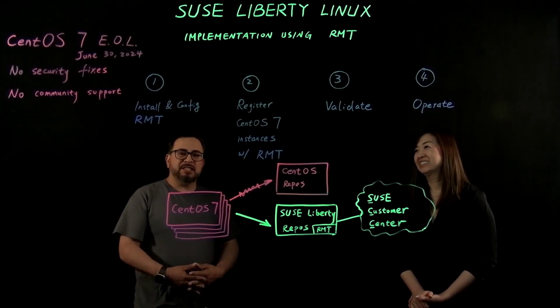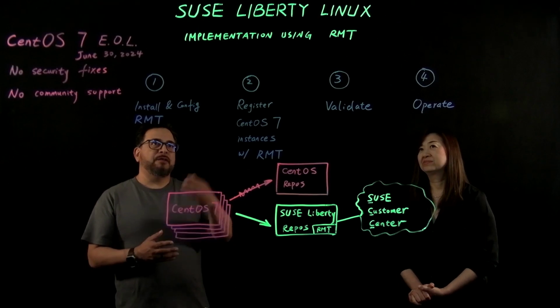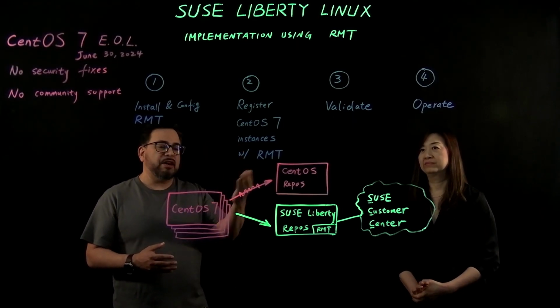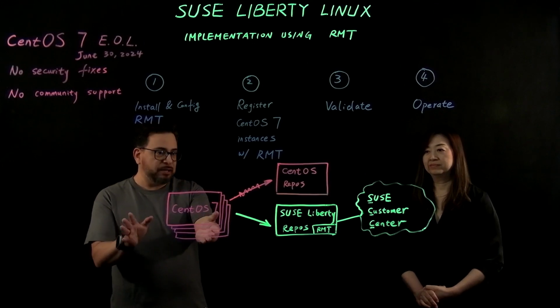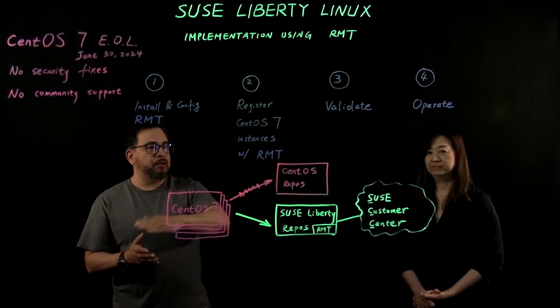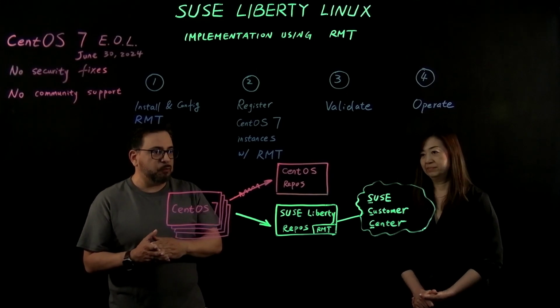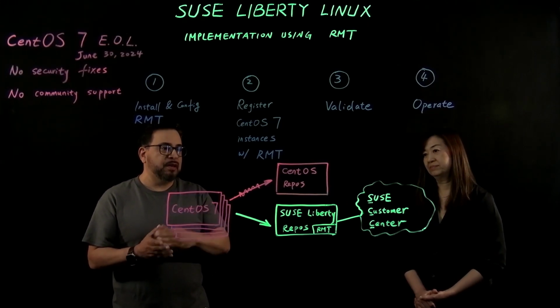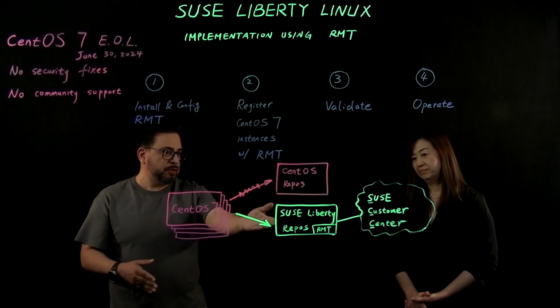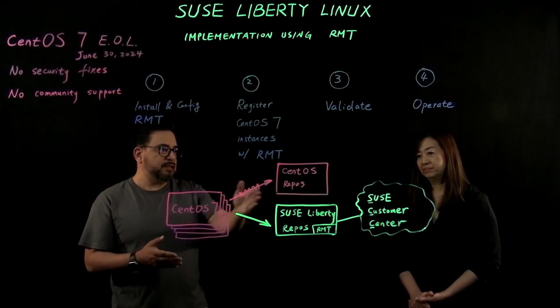Well, thank you, Sherry. And just to summarize, if you are deploying or implementing SUSE Liberty Linux using RMT, you will have CentOS systems that are converted to SUSE Liberty Linux. They're no longer pointed to the CentOS repos, the repository server, and they are connected to an Amazon EC2 instance, which is running RMT and connected to SUSE Customer Center.